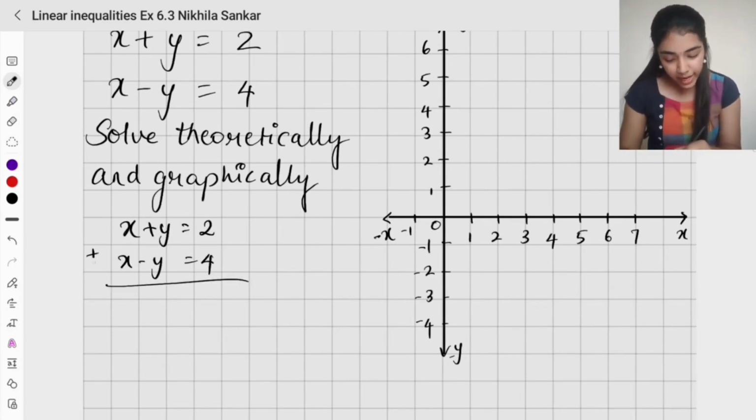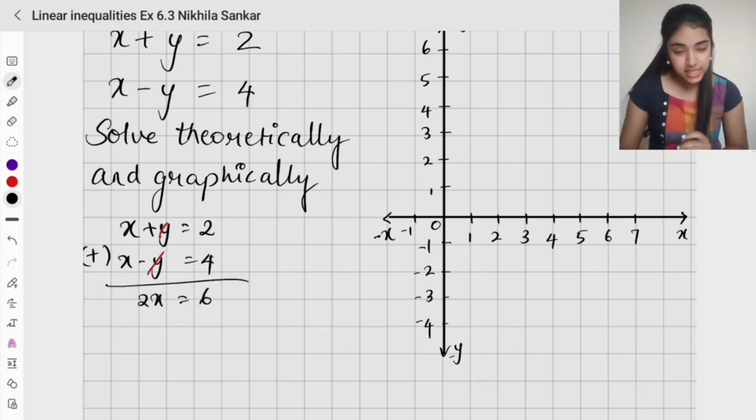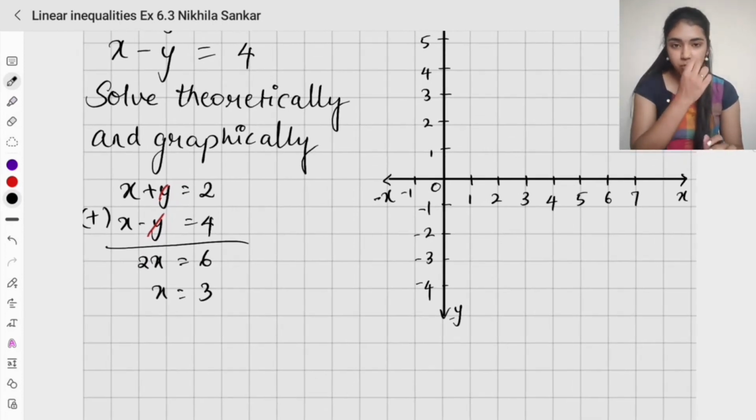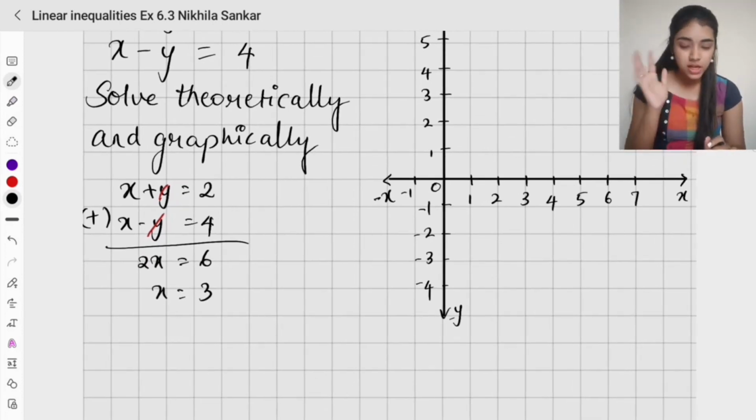I'm going to add the two. So I'll have plus y minus y cancel ஆயிடும். So I'll be left with 2x equals 6. 2 plus 4 is 6. So x is equal to 3. இப்போ x ஓட value தெரிஞ்சு போச்சு. I'm going to substitute it in one of the equations to find the value of y.